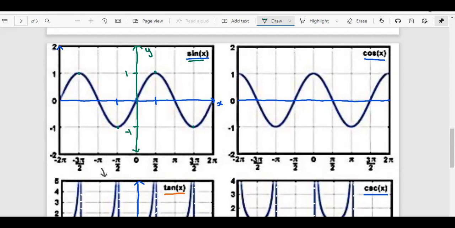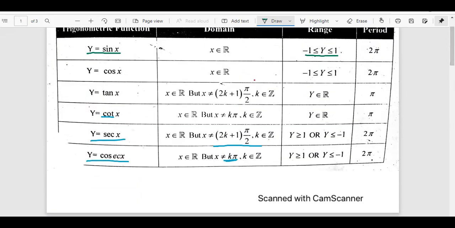In the graph of sine x, the maximum value of y, or the maximum value of sine x, is 1, and the minimum value of sine x is minus 1. Do you agree? Yes, ma'am. So that is why they have written that the range is between minus 1 and 1, and minus 1 and 1 are included. That is why they have used the equal to sign as well. Any confusions with this? No, ma'am. Perfect.